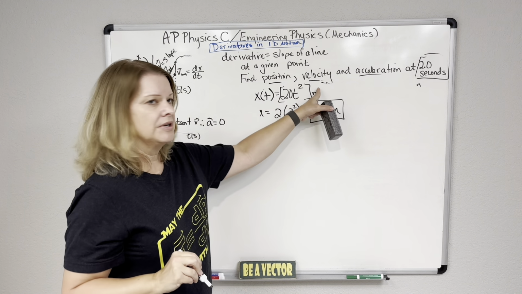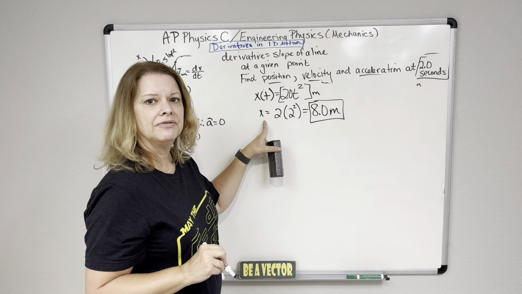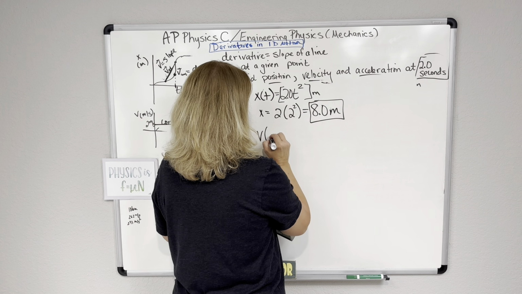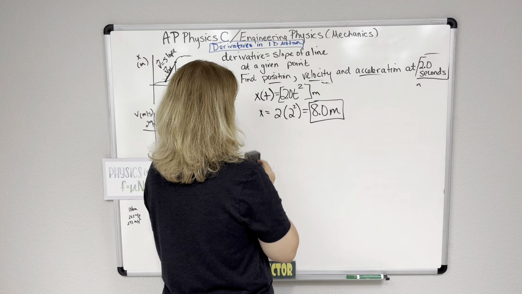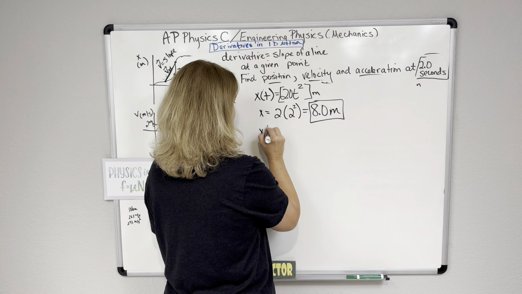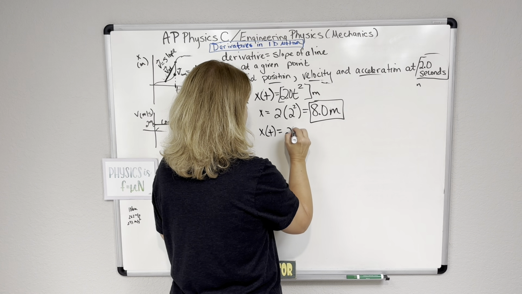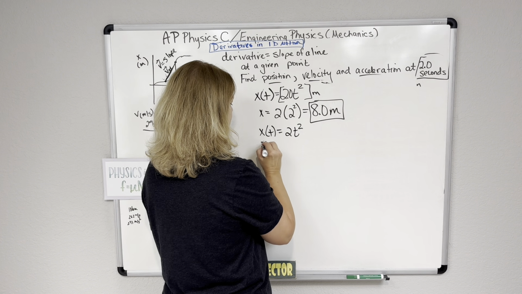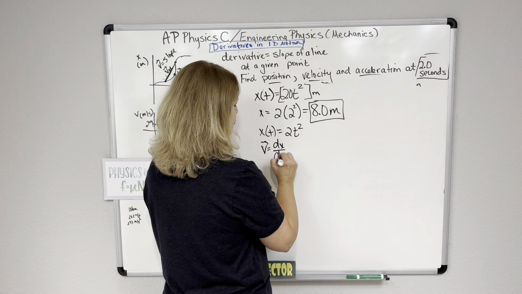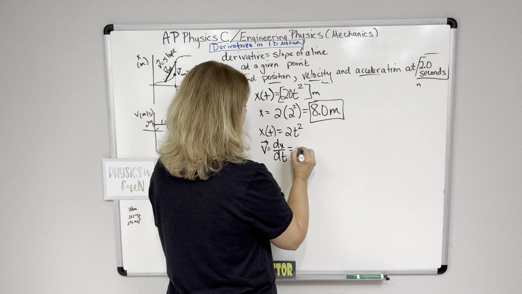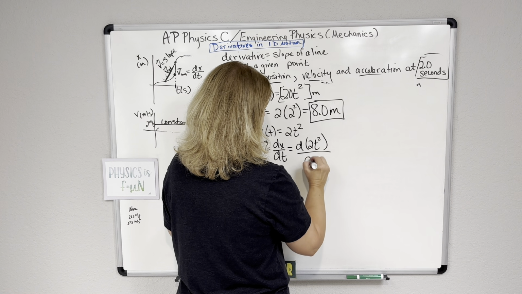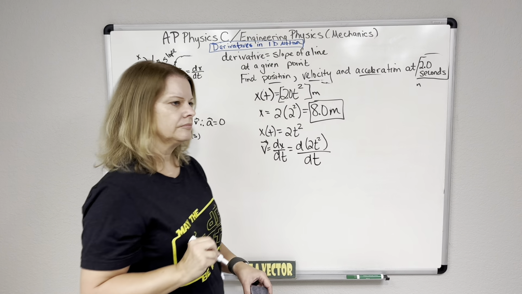The next thing they want is velocity. I'm going to take a derivative of that position with respect to time. So I have my position time graph, my position time equation is 2t squared. To get velocity, I want to take the derivative of position with respect to time. That's going to be the derivative of 2t squared with respect to time.